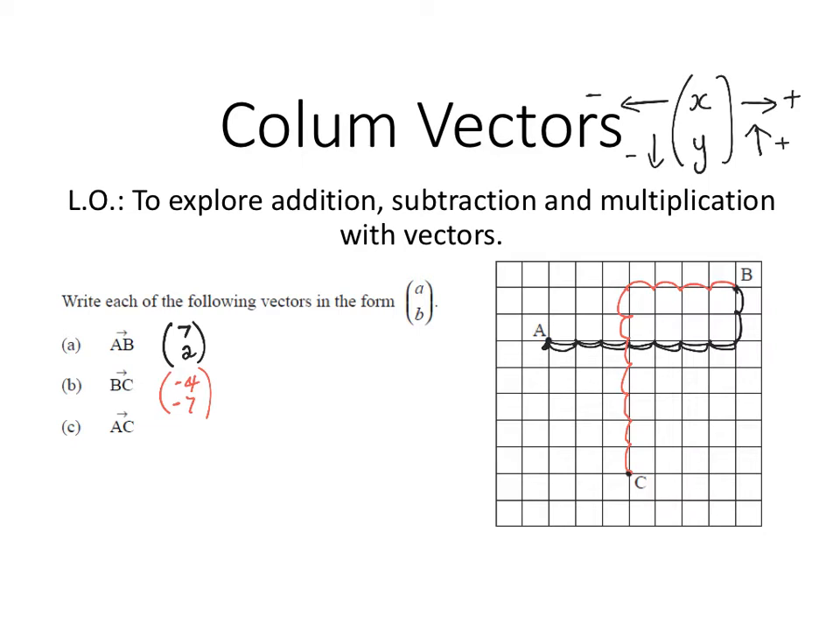Then finally we have the vector from A to C. So we will go 1, 2, 3 to the right, so that's a +3. And then down 1, 2, 3, 4, 5. So it was down, so that will be a -5. I'll just make that bigger. And those should be the answers that you have.